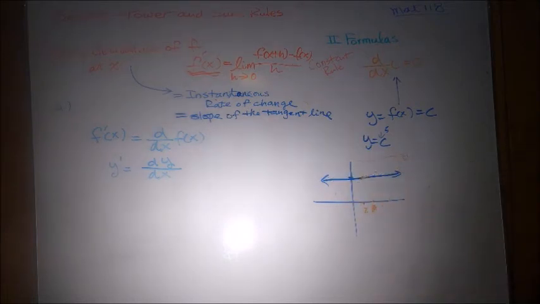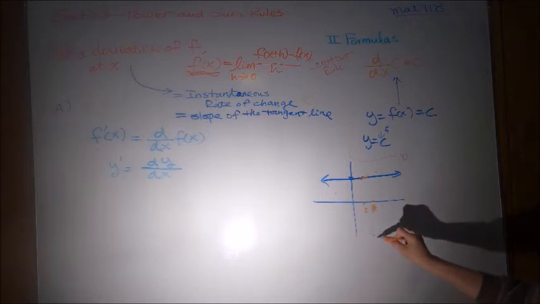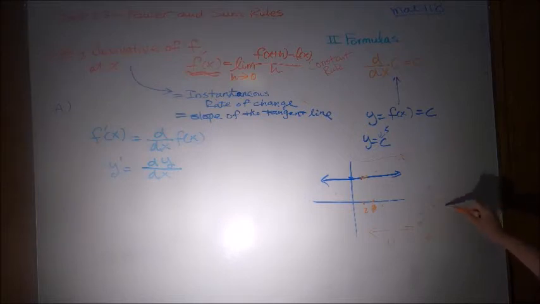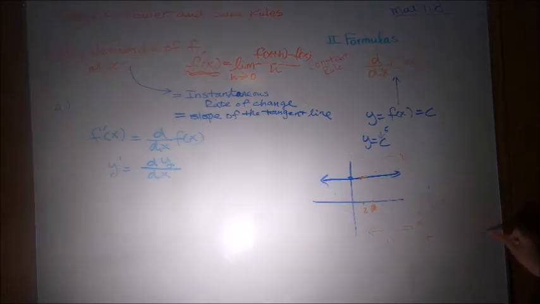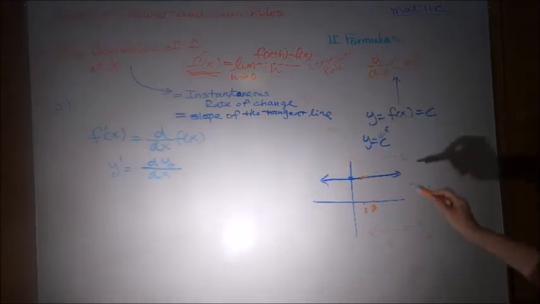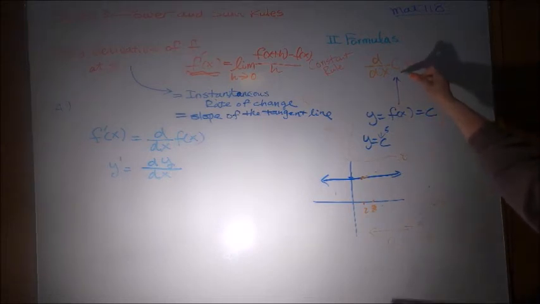Horizontal line. The slope of a horizontal line is what? We say the slope of a horizontal line is 0. If it goes up, it's positive. If it goes down, it will be negative. For a vertical line, you don't have a slope; we say it's undefined or doesn't exist.